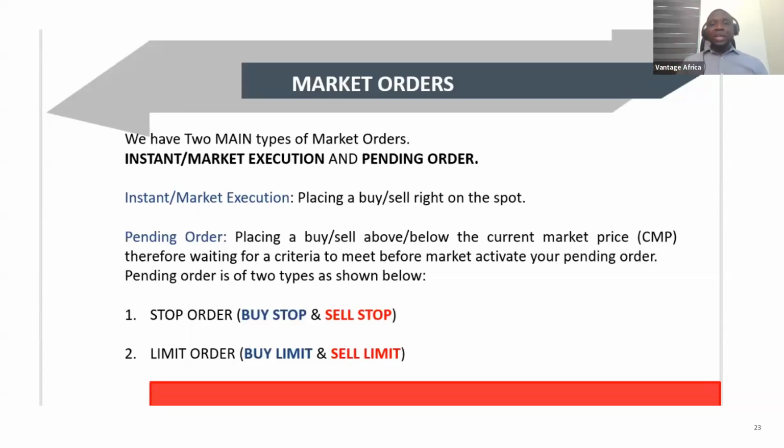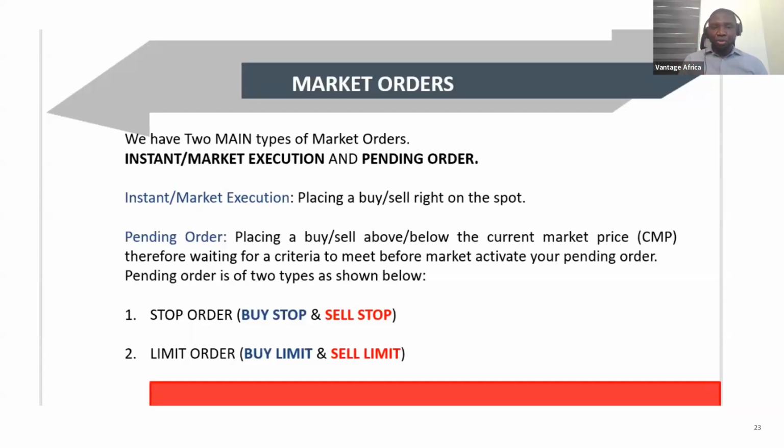All right, so there are two types of pending orders. Number one, we call the stop order. Second one, we call the limit order. For the stop order, we have a buy stop and we have a sell stop. For a limit order, we have a buy limit and we have a sell limit. Okay, these are the two types of pending orders, right? But take note of something. The keywords here are the buys and the sells.